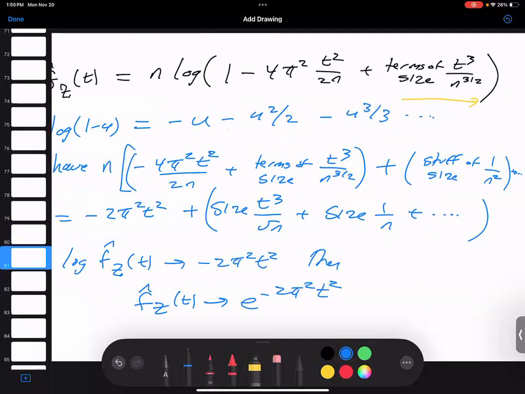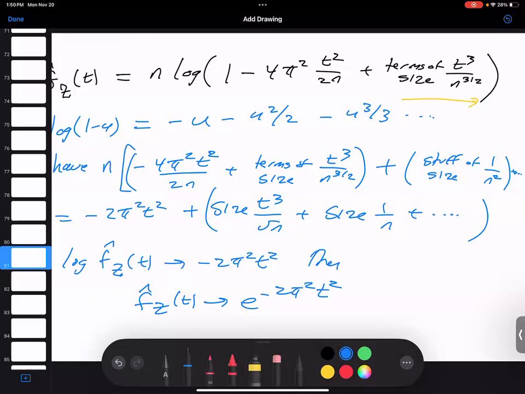But for the 1 minus u, isn't the series alternating instead of all negatives, right? No, it's 1 plus x that's alternating. 1 minus is all negatives. Oh, I think we made a mistake on the power series expression. So we have to take the negative of negative 4 pi. I guess minus u cubed over 3.